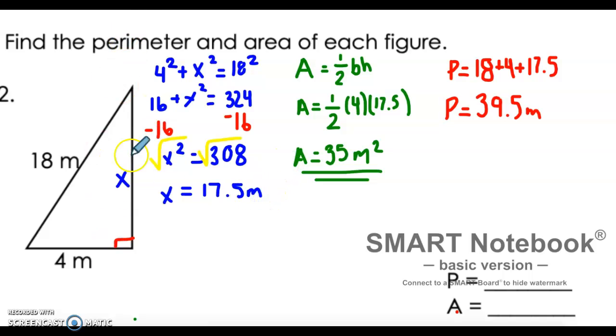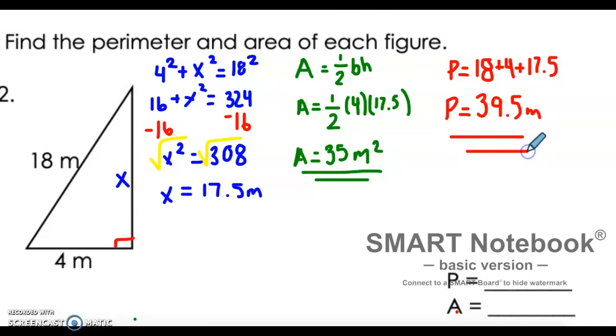Now that we know the length of this third side, we can find the area and the perimeter of the triangle. So the area of a triangle is equal to 1/2 times base times height. So that's going to be 1/2 times 4, because that's the base, times 17.5, that is the height. When we do that, we get that the area is equal to 35 meters squared, because remember, area is square units.